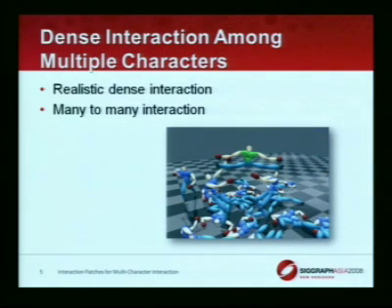So basically, it's very difficult to simulate dense interaction among multiple characters. If you use the crowd simulation approach, it's very difficult for you to generate realistic dense interactions. If you use the interaction simulation approach, it's not trivial how you generate many-to-many interaction. In this paper, I'm going to present an approach that combines the benefits of the two algorithms.